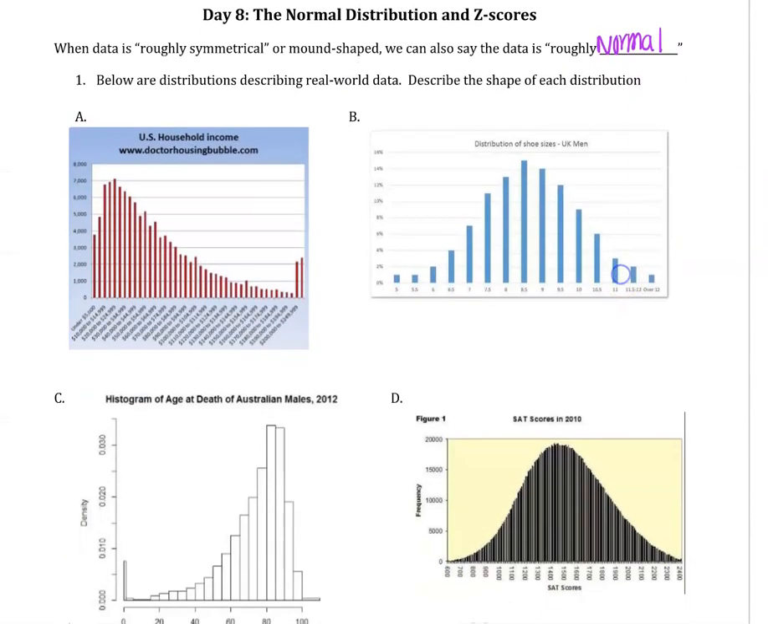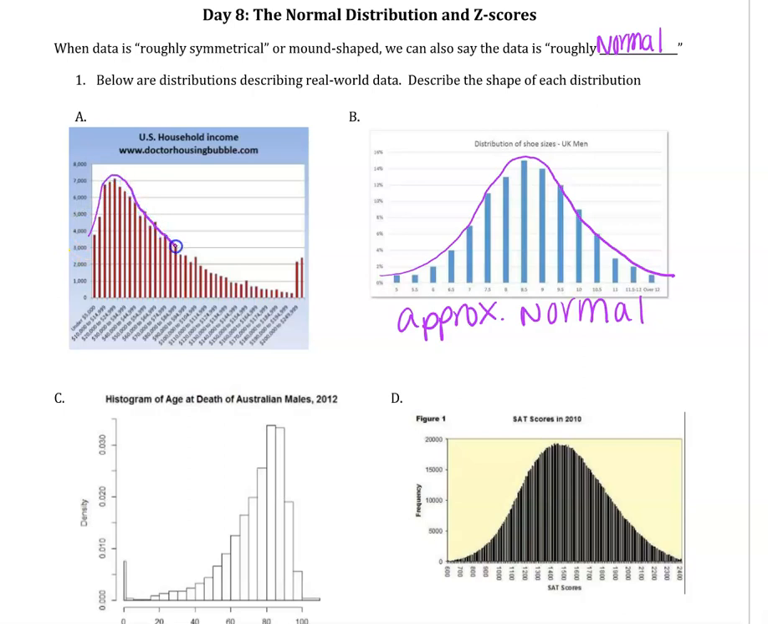So below are distributions describing real-world data. This guy, because he looks approximately symmetrical, is our approximately normal distribution. We always write approximately normal because nothing in life is perfectly normal or symmetrical. That actually sounded pretty deep saying that, but yeah, we write approximately normal.